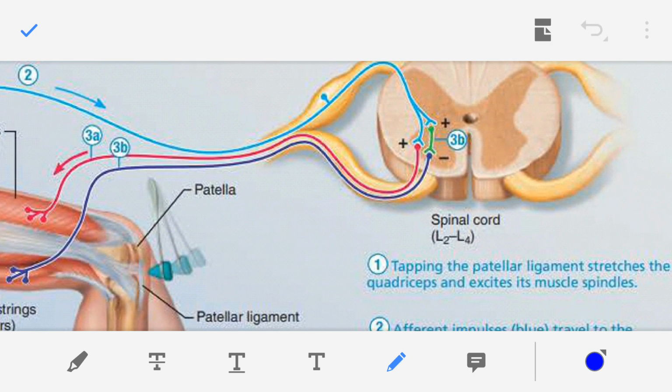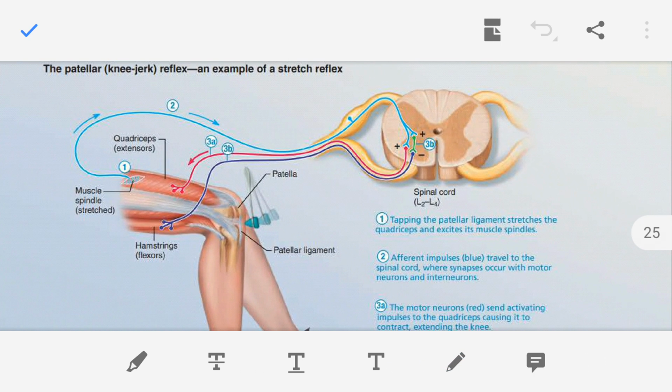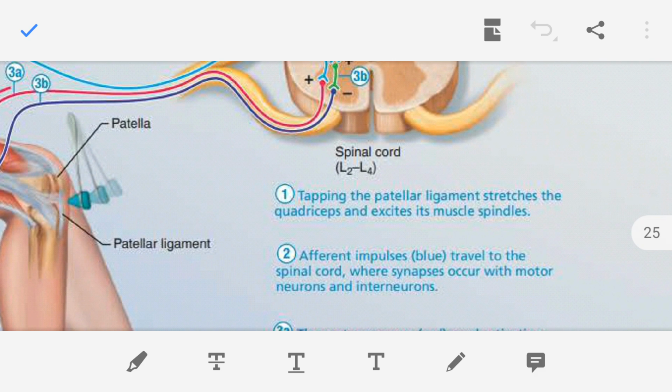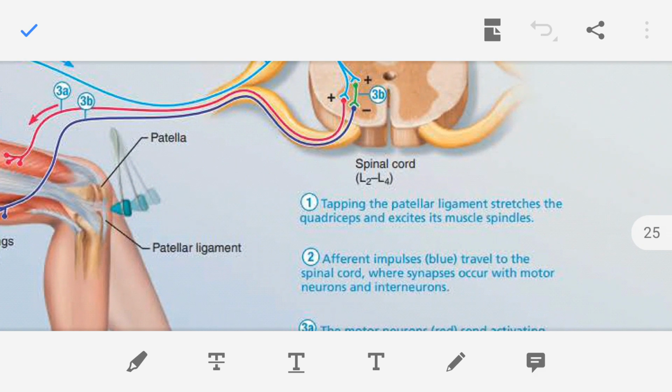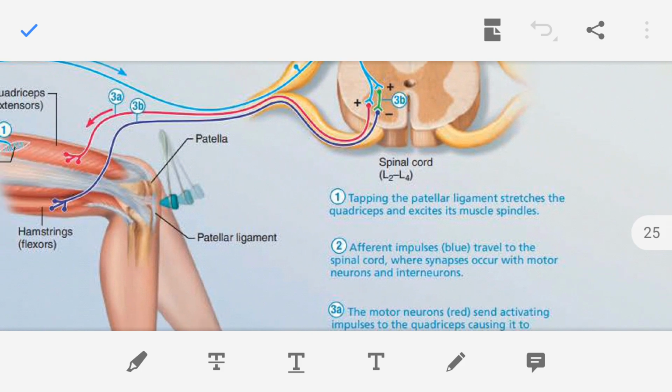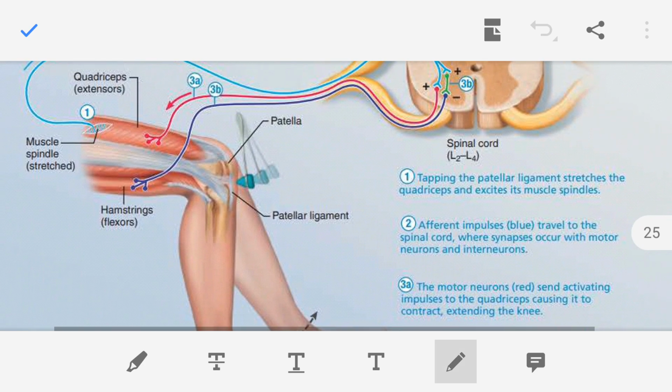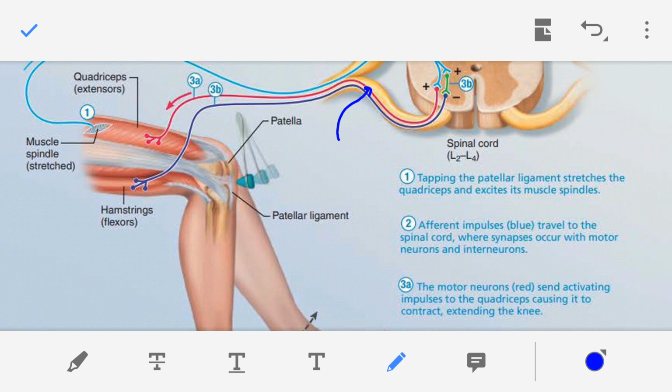So the doctor's tapping information reaches the spinal cord, and this sensory neuron is bringing that information. The sensory neuron makes contact with the motor neuron and the interneuron in the spinal cord. Now this red color motor neuron sends the activating impulses to the quadricep muscle.